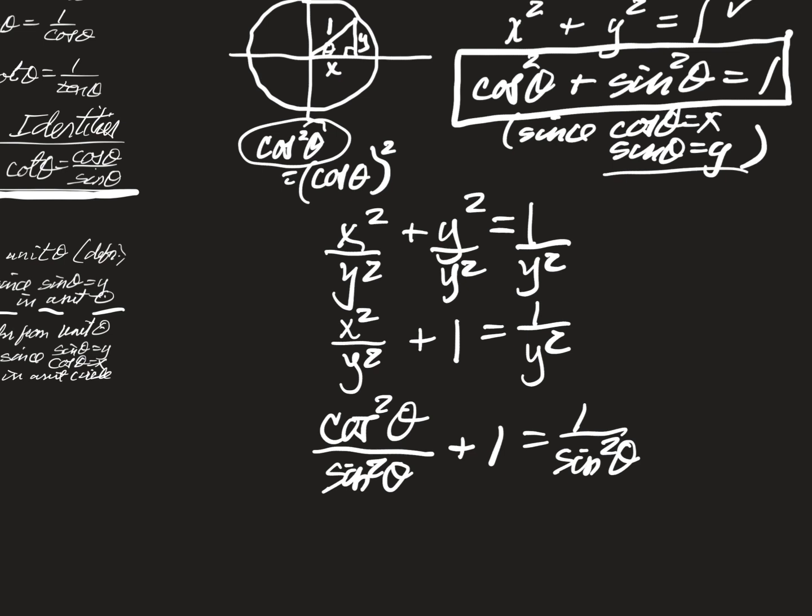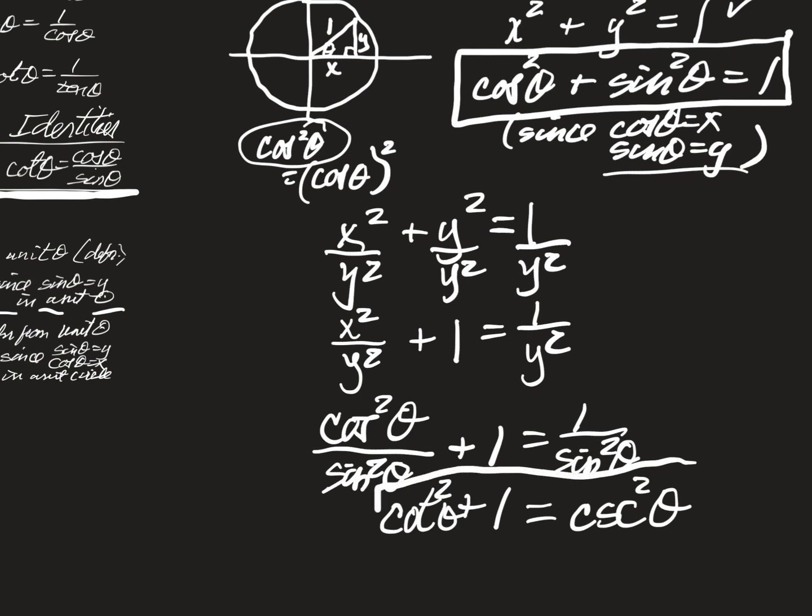Well, what we know then is 1 over sine is equal to cosecant. So this is really cosecant squared theta. And then cosine over sine is cotangent. So this is really cotangent squared theta. And this is another Pythagorean identity. Okay?